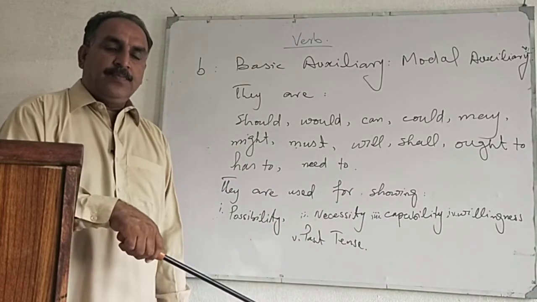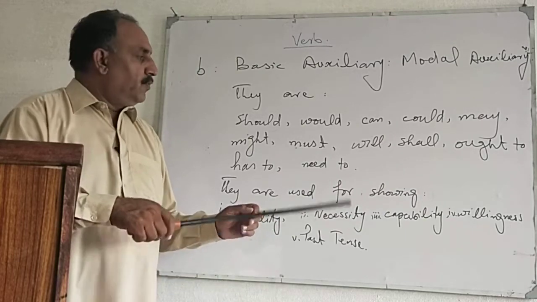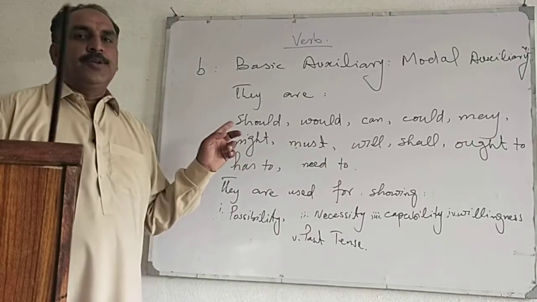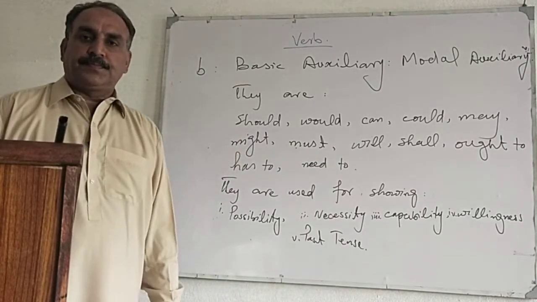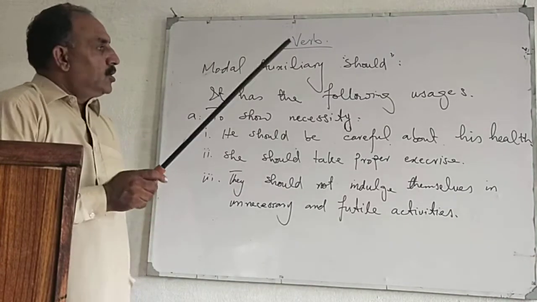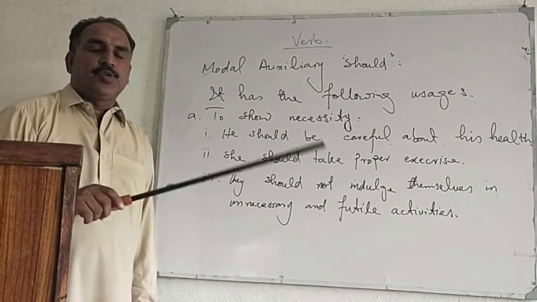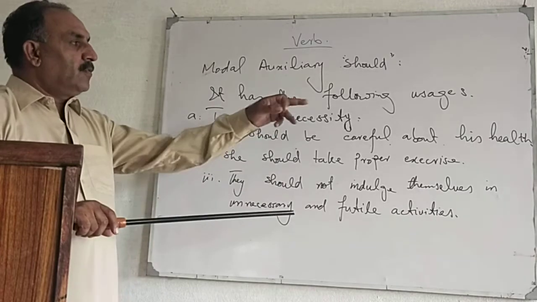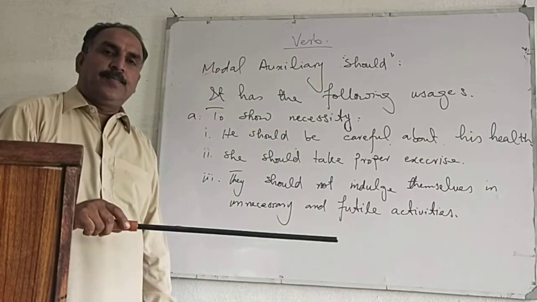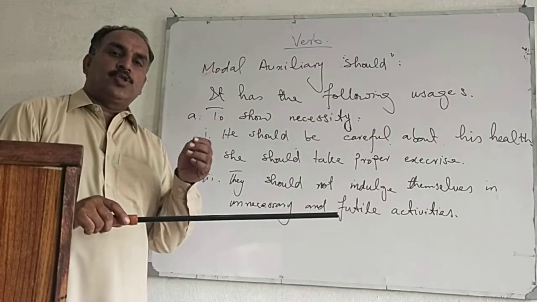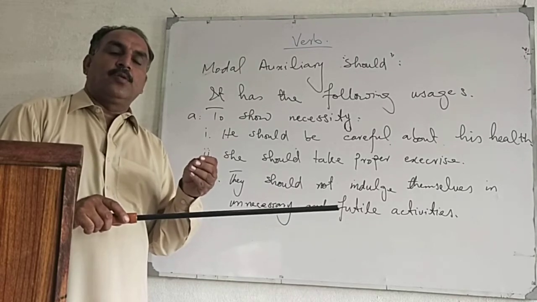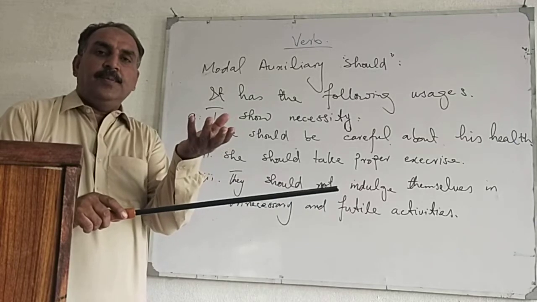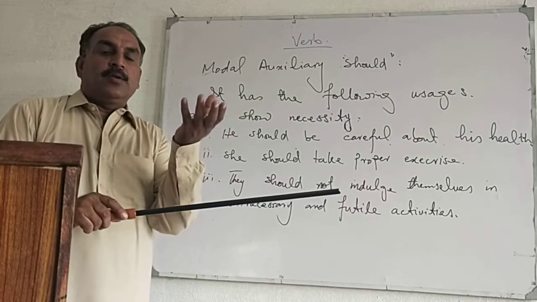This is the introduction. Now we move on to should. The modal auxiliary should is the first auxiliary that we will discuss in detail. It has the following usages. To show necessity, we use should. We should do it. Should means something is necessary to do and we should do it.